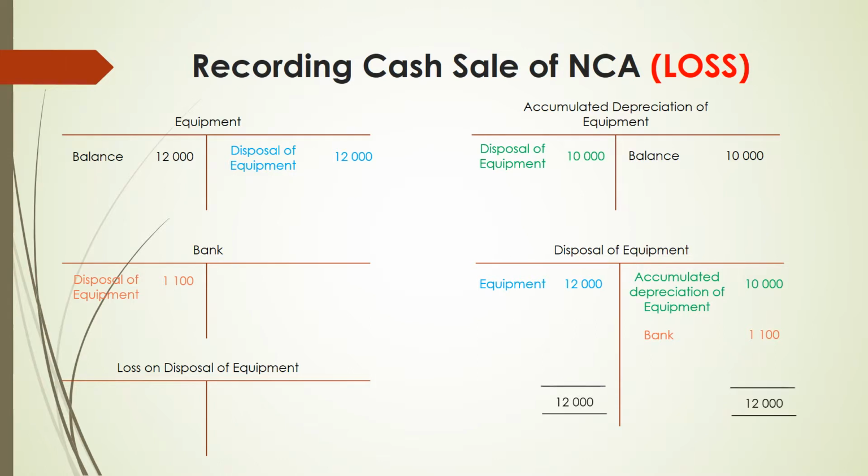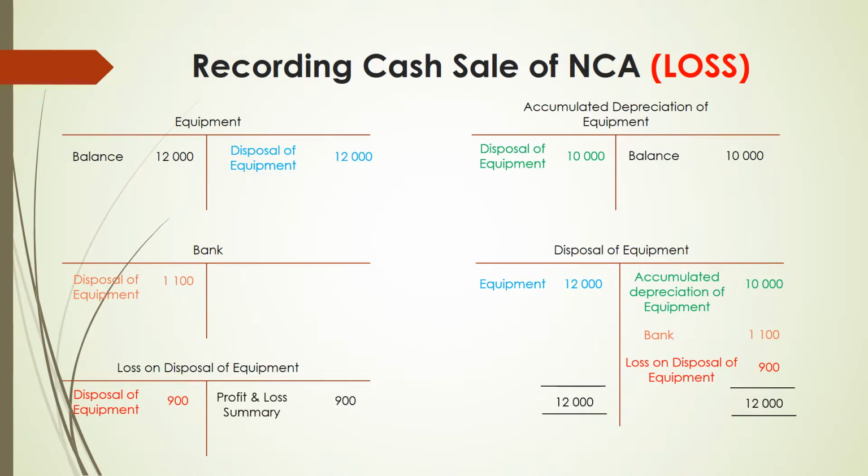In this next step here, we need to close the disposal of equipment account because firstly, this was just a clearing account, and secondly, here we need to calculate the profit or loss that we've made from selling the equipment. From our earlier exercise, we would have worked out that we have made a loss of $900. And this loss needs to be transferred from the clearing account, disposal of equipment, to an expense account called loss on disposal of equipment.